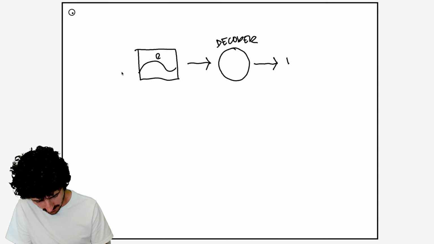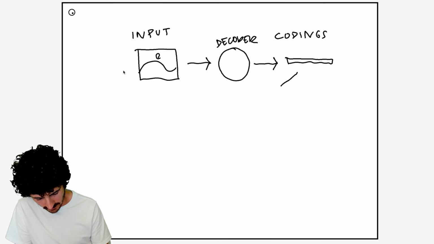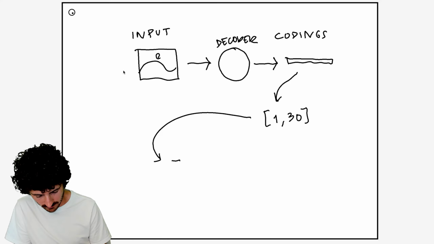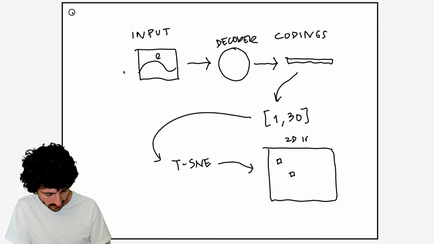And we're going to get, so this is our input, and this is our codings. And those codings that I mentioned are going to be 30 digits, which we will then input into t-SNE and be able to plot on a 2D image. And hopefully we're going to get clusters that belong to different classes.